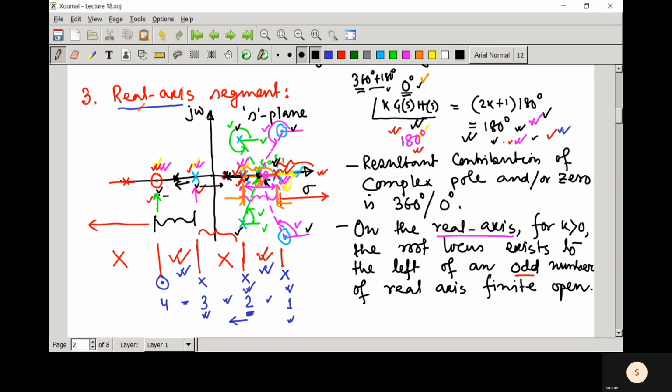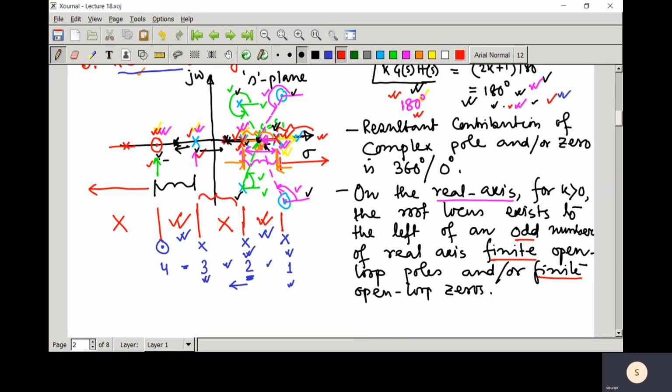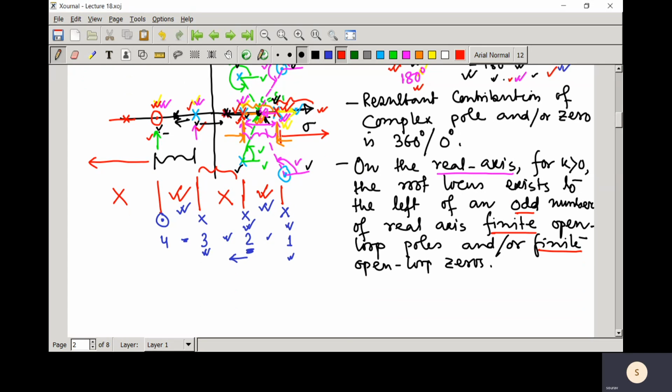So that means if you look at to your right, finite open loop poles and or finite open loop zeros. So this is very important in root locus. So here two things you can see. This is that finite. So on the real axis for k greater than 0, the root locus exists to the left of an odd number of real axis finite open loop poles and or finite open loop zeros.